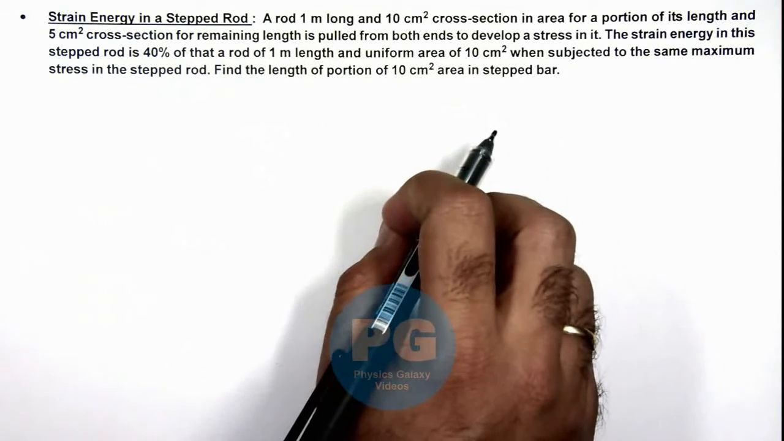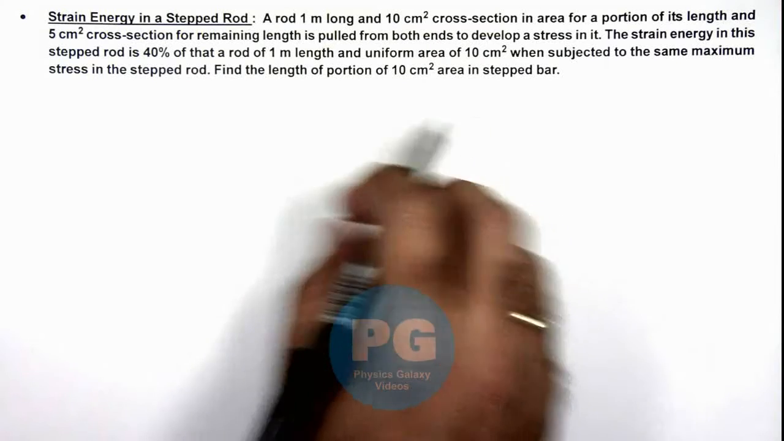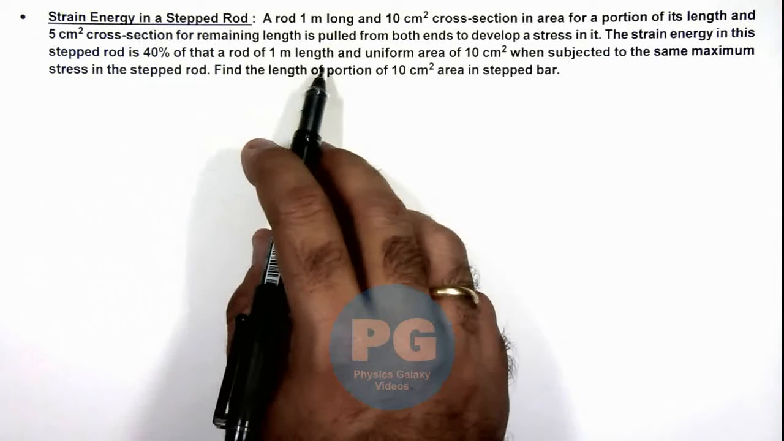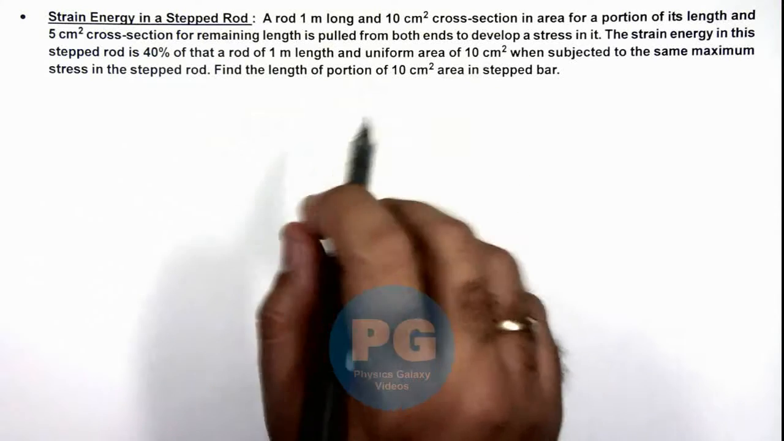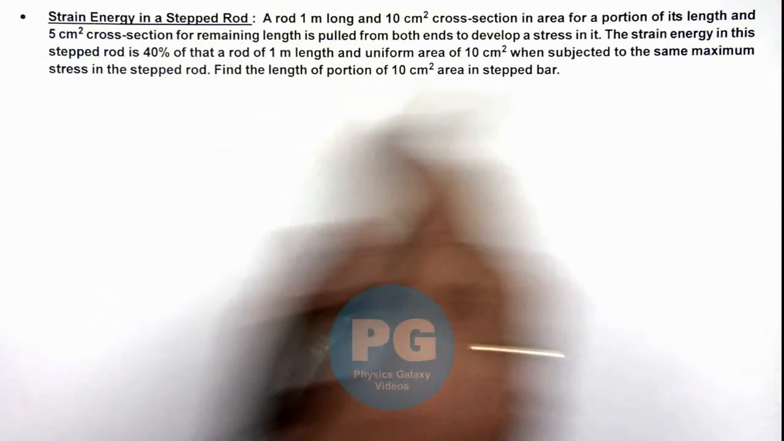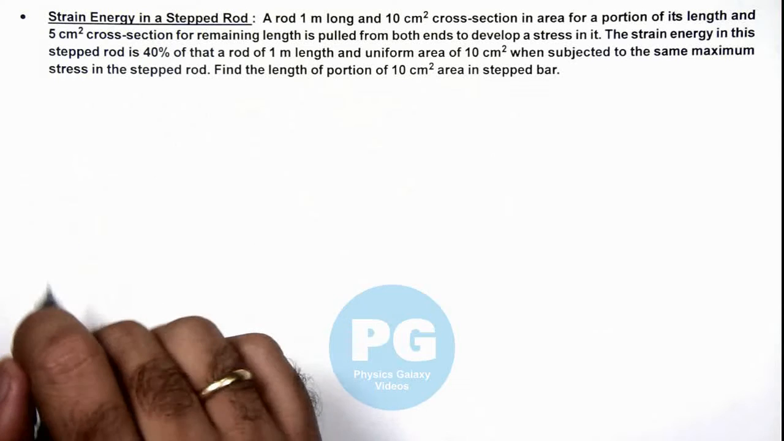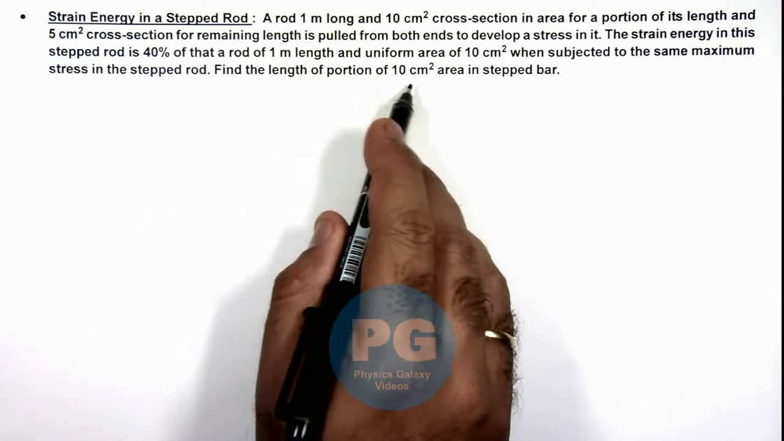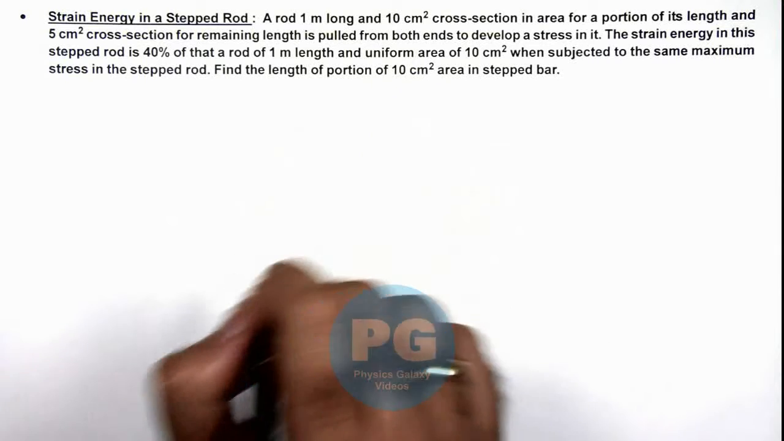And the strain energy in this stepped rod is 40% of that of a rod of 1 meter length and uniform area of 10 centimeter square when subjected to the same maximum stress as in the stepped rod. And we are required to now find the length of the portion of 10 centimeter square area in the stepped bar.